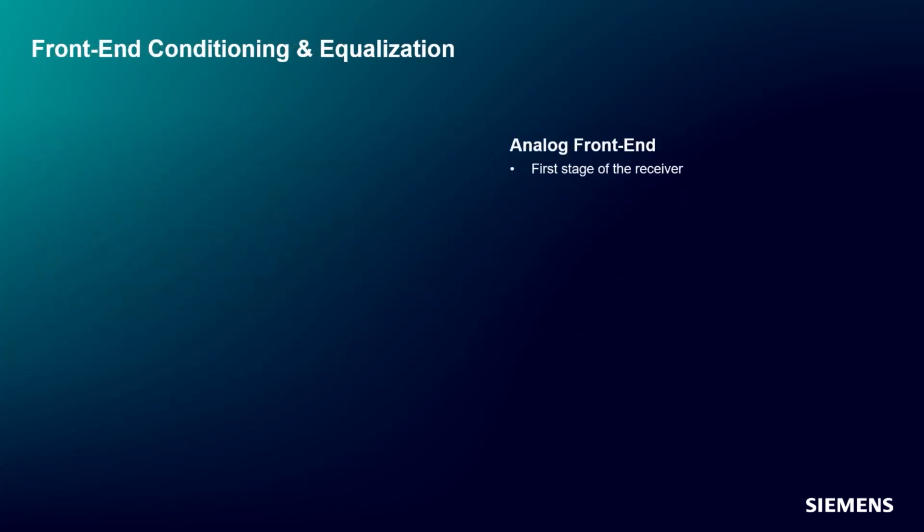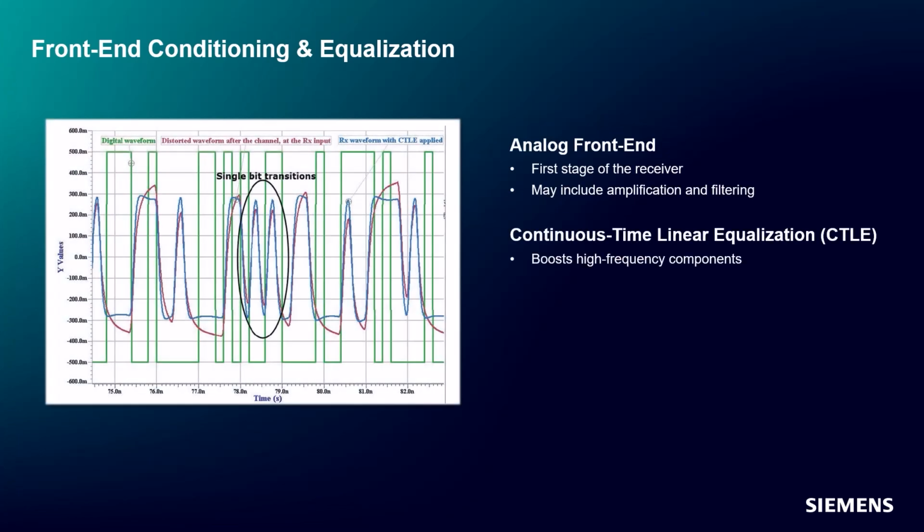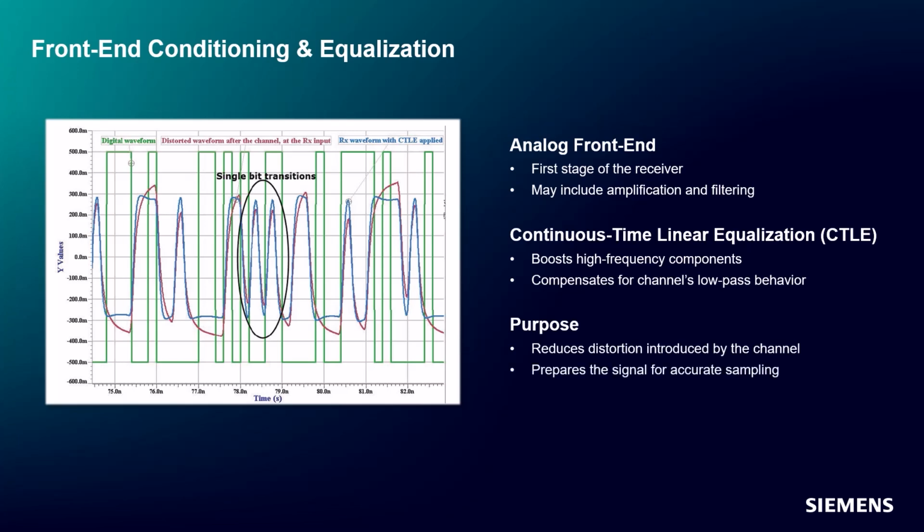The first element in the receiver is typically some form of front-end conditioning. This might include amplification and continuous time linear equalization, or CTLE. The goal here is to partially restore the lost high-frequency content by boosting higher frequencies relative to lower ones. Essentially, it attempts to compensate for the low-pass behavior of the channel. Equalization in the receiver is used to reduce distortion from the channel and prepare the signal for accurate sampling.